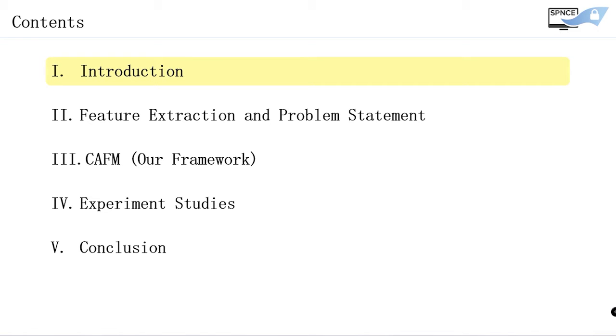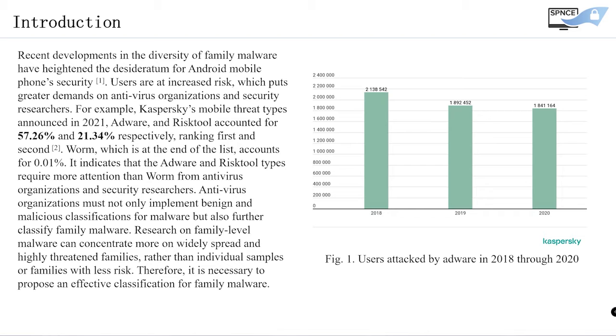Well, let's move on to the first part of this topic. The motivation of this work is like this. Recent developments in the diversity of family malware have highlighted the importance of Android mobile phone security. Users are at increased risk, which puts greater demands on antivirus organizations and security researchers. As shown in the picture, adware and risk tool types require more attention than worms from antivirus organizations and security researchers. Therefore, it is necessary to propose an effective classification for family malware.